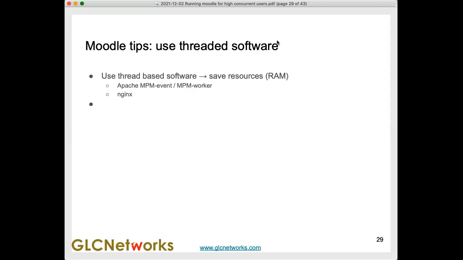So that's why 2 gigabytes of RAM is not enough if you have lots of users coming at the same time. It's completely different when we switch to MPM event or worker. Another alternative is Nginx, because Nginx from the beginning is thread based.